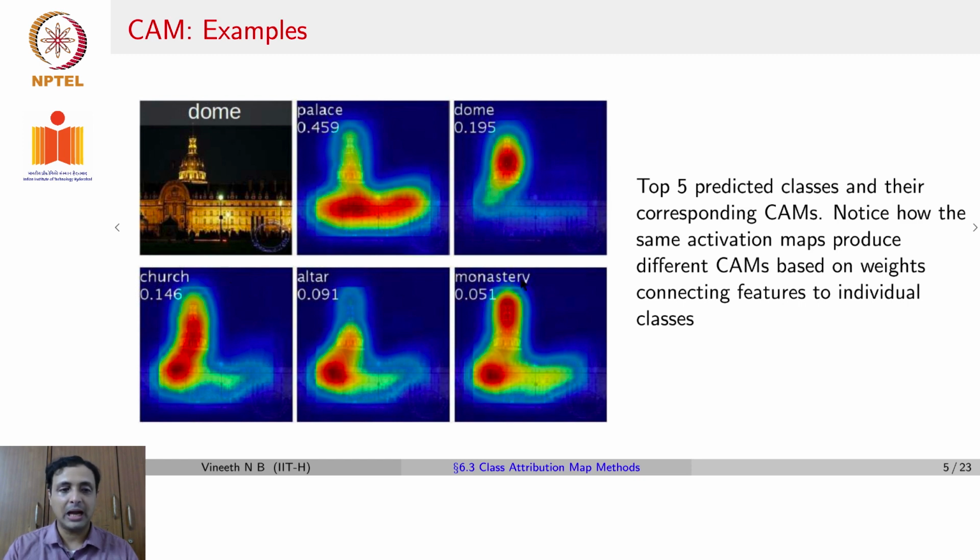And you see here that when the model was predicting palace, it was looking at the entire structure. When it was predicting dome, it was only looking at the dome. When it was predicting church, it looked at only the facade close to the dome. And similarly for altar and for monastery, it was looking at certain parts which probably made it think it was a monastery. So this gives us, as we just mentioned, class-specific activation maps which can be useful in practice.